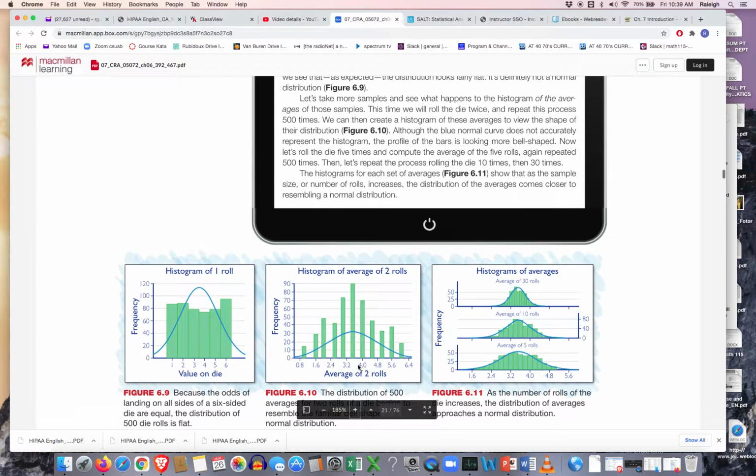And since the average roll in a single die is 3.5, the 3.5, which is about here, does seem to have already the peak of those 500 pairs of rolls. So yeah, it's already starting to show up.